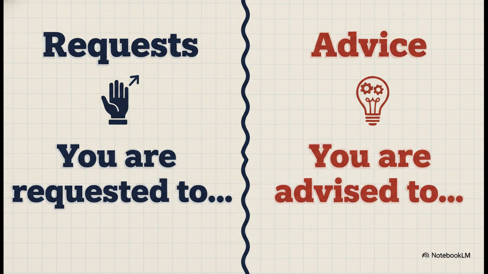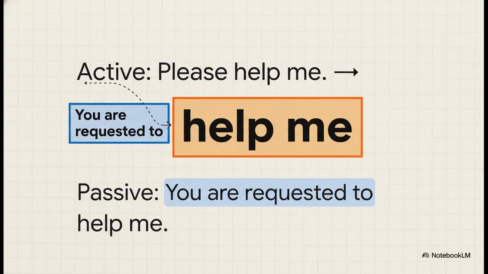Now, what about the polite stuff like requests and advice? Well, get this, it's even easier. You just start the new sentence with the phrase, you are requested to, or you are advised to. Check this out. If someone says, please help me, the passive form is simply, you are requested to help me. Notice how the main action, help me, stays exactly the same? You just pop that introductory phrase on the front. It really is that easy.